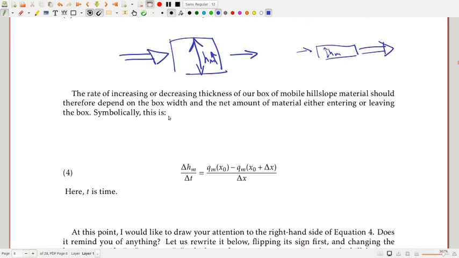And specifically, if we're looking at this, we can think of the fact that the change in h sub m over change in time, where t is time here, by definition, is going to be equal to inputs minus outputs, divided by the width of the box.